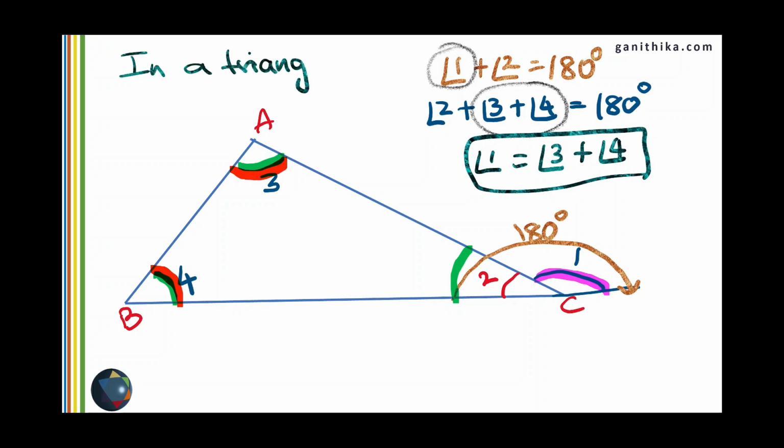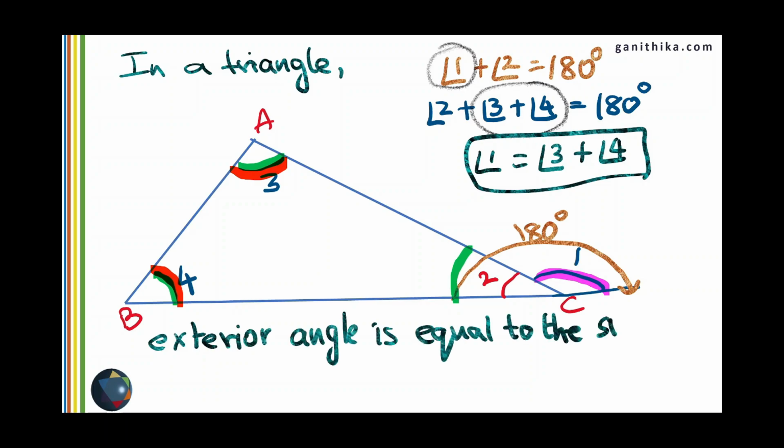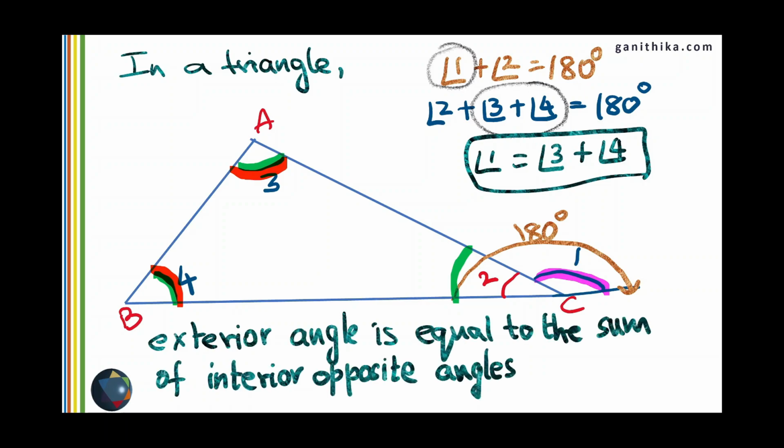So, in a triangle, the exterior angle is equal to the sum of the interior opposite angles. Angle 3 and angle 4 are interior opposite angles to angle 1. So, angle 1 is equal to angle 3 plus angle 4.